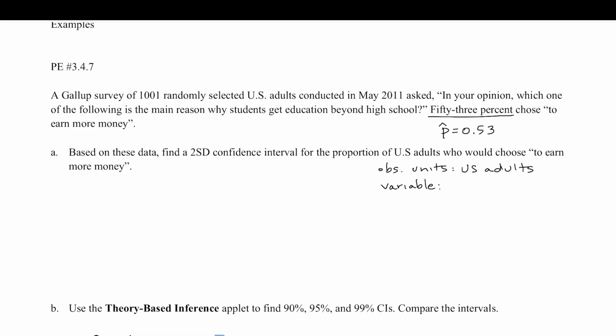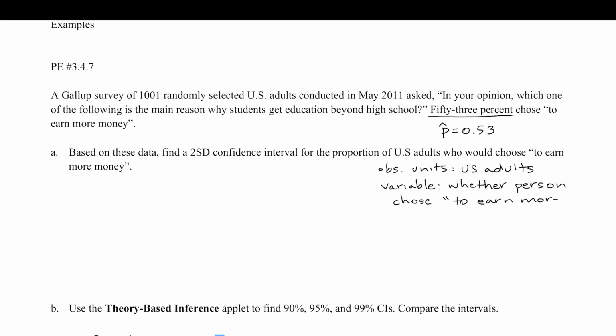If your answer to the observational units was 1,001, that's actually not correct because that's the sample size. The observational units have to be a description of people or things that we recorded the data on. Okay, and then the variable is whether the person chose as their answer to the question to earn more money.